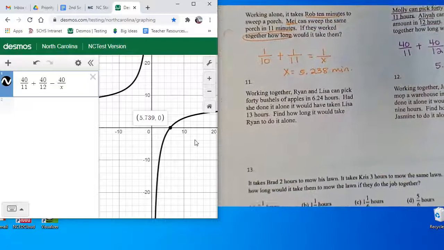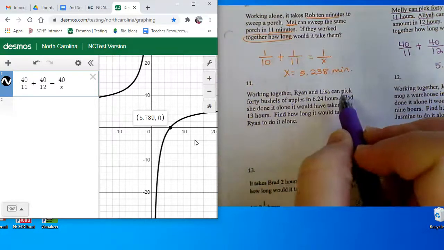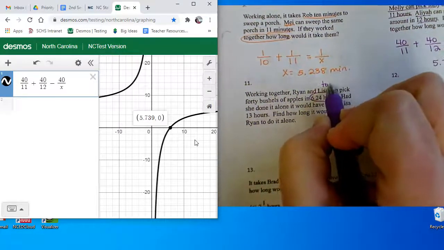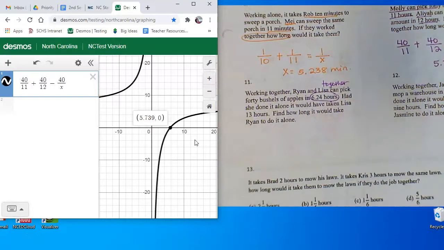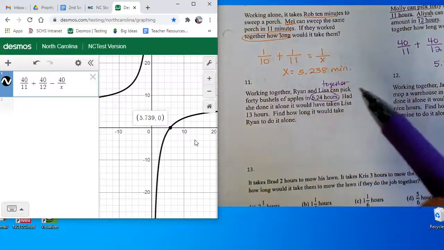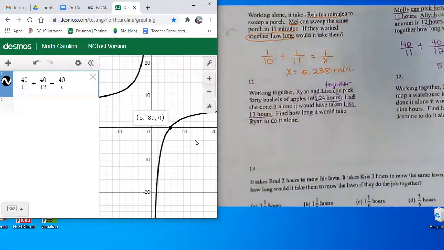Now, in number 11, it asks the same thing, except this time they tell me how long it takes together, and we're looking for how long it takes someone to do it by themselves. It just means that our X is going to go to a different place. Okay? So Ryan and Lisa can pick 40 bushels of apples in 6.24 hours. This is together, because it says that's how much they can do together. It doesn't say the word together, but that's what that is. Had she done it alone, it would take Lisa 13 hours. How long will it take Ryan to do it alone?